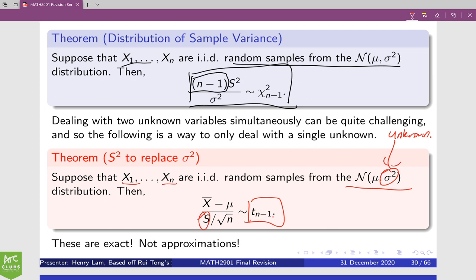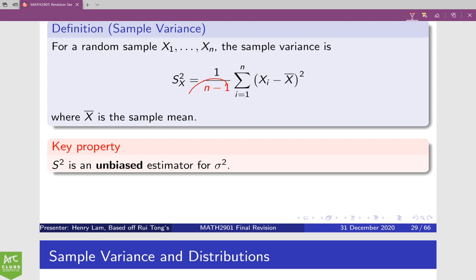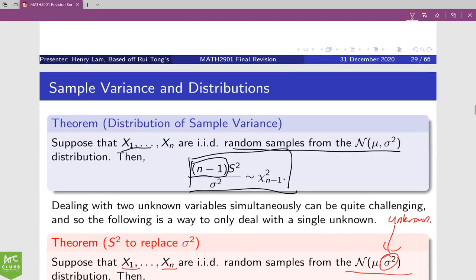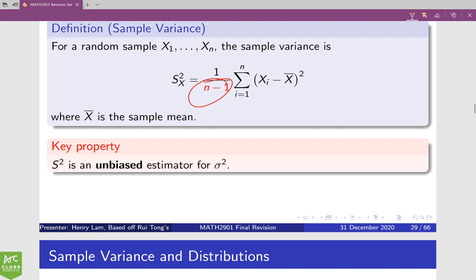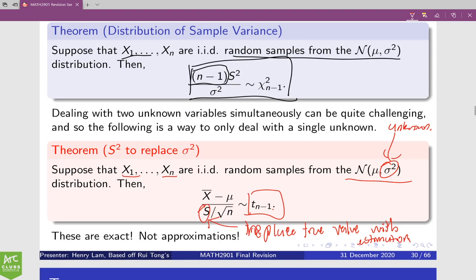The reason why is pretty much that you can think of it as replacing a true value with an estimator. And that kind of leads to a change in the degrees of freedom. So it's similar reasoning as to why this is n-1, intuitively speaking. Same kind of reasoning.